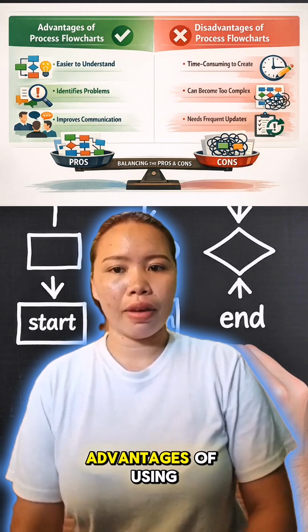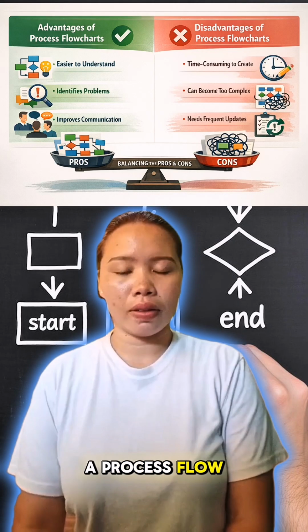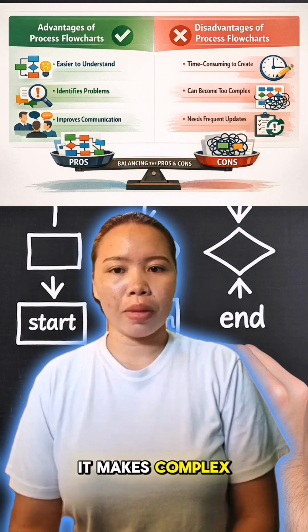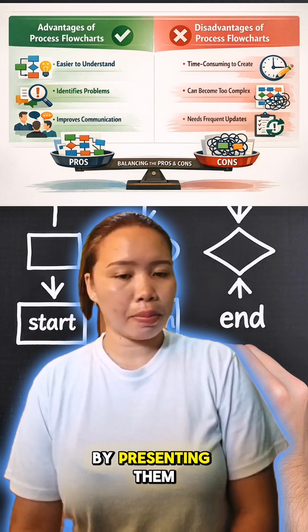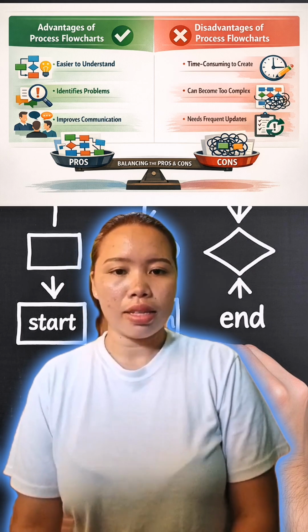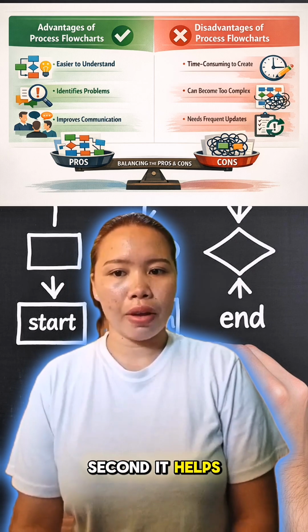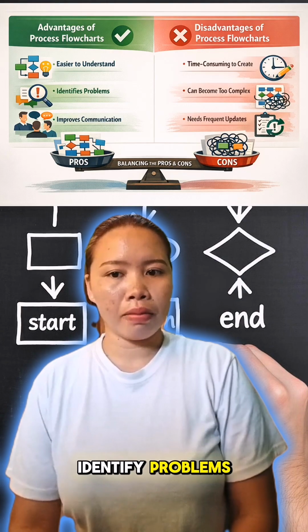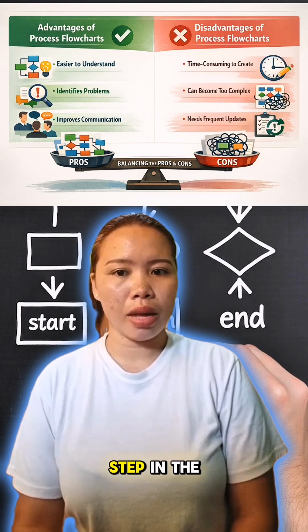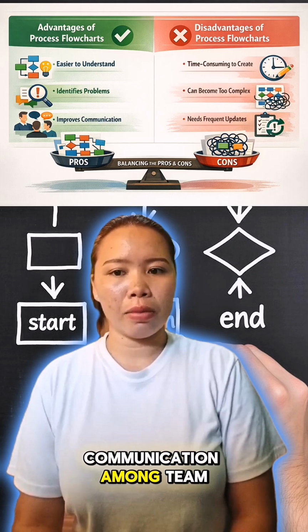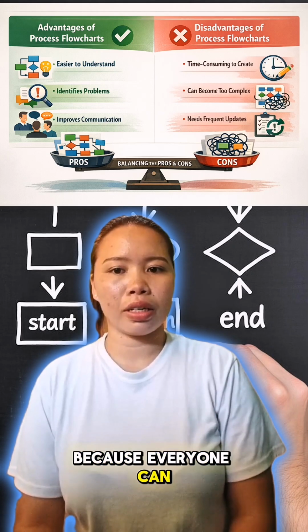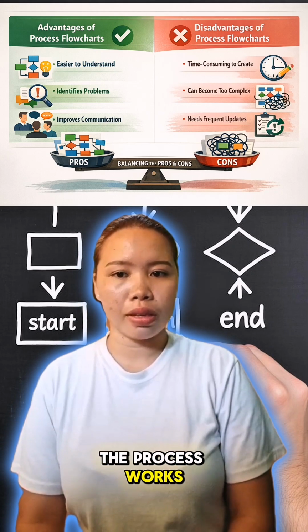These are several advantages of using a process flow. First, it makes complex processes easier to understand by presenting them visually. Second, it helps identify problems, delays, and unnecessary steps in the process. Third, it improves communication among team members because everyone can clearly see how the process works.